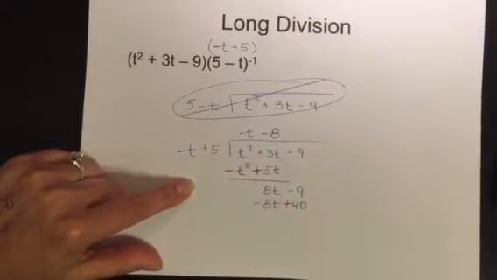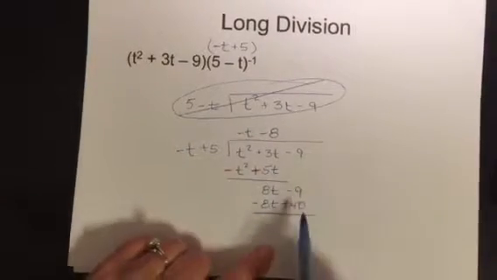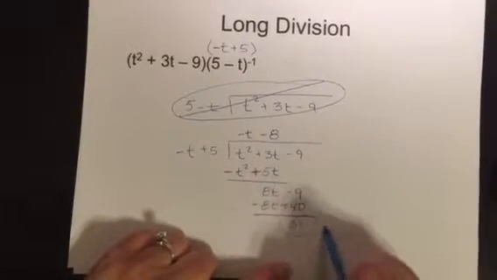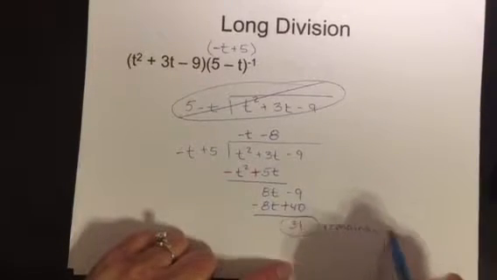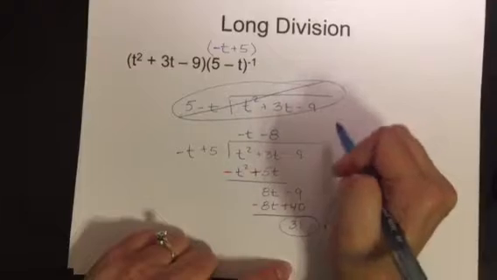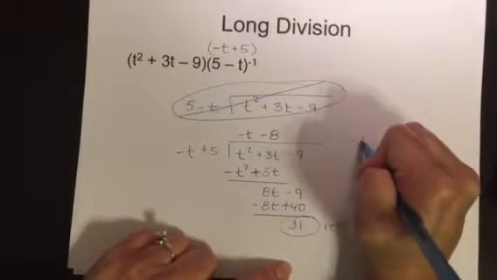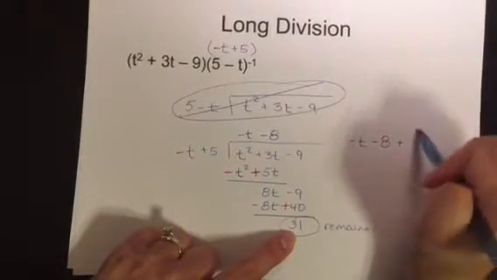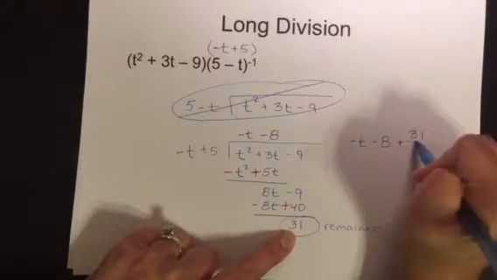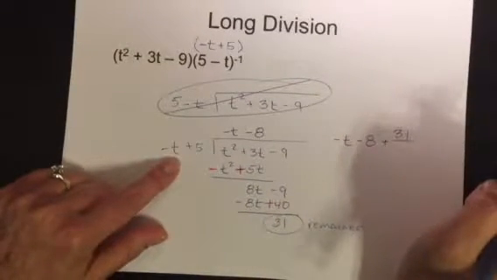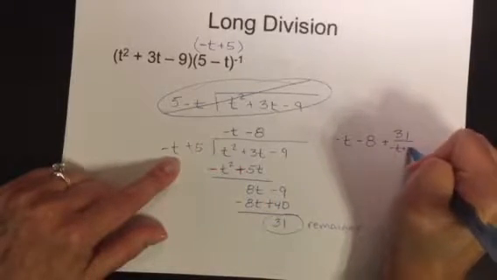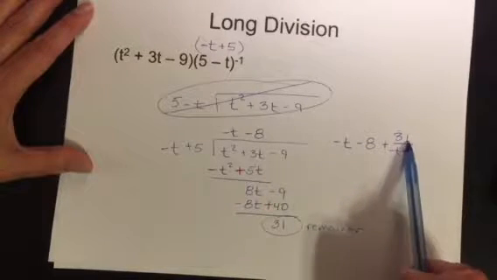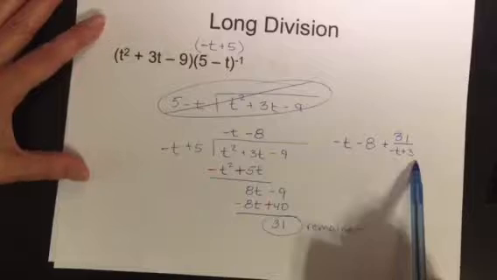Remember, we're subtracting, so our signs change. And now that's going to give me a positive 31. And this is my remainder. So when I write this, I'm going to write this second factor as negative t minus 8, and then it's a positive 31, so plus 31 over whatever I divided it by originally, so negative t plus 5. So what we're saying is the remainder, 31, into negative t plus 5.